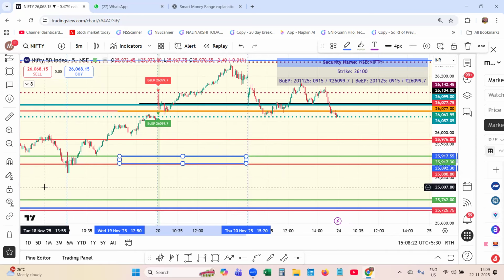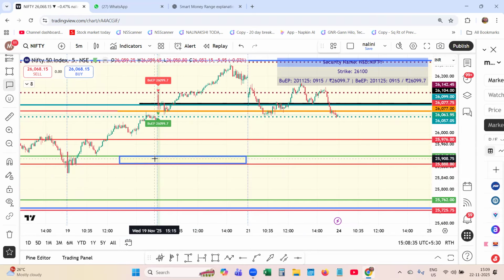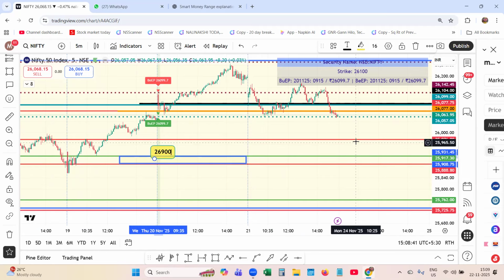That means in the option chain, the matching open interest will be there, no? Put and call. This is at the level of 26,900. This is at the level of 26,900. And this is the only resistance.